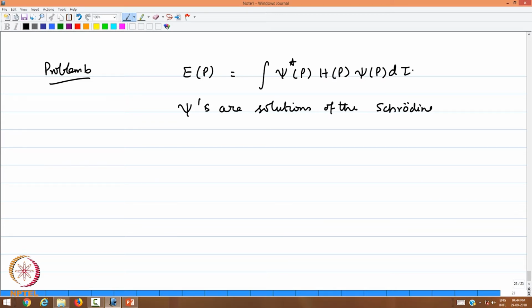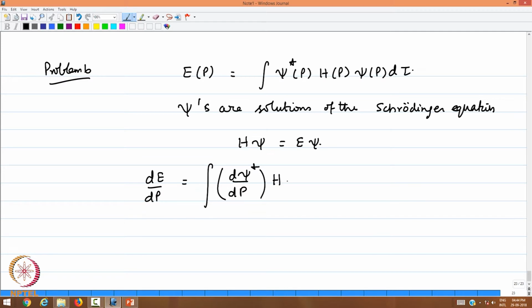And it is easier. Okay. So, if psi is a solution, then H on psi is going to give you E on psi. Now, let us calculate the derivative dE by dP. Then what you have is the integral, the derivative goes inside the integral, it calculates the d psi star dP, then it is H of p psi of p d tau, that is the first term.